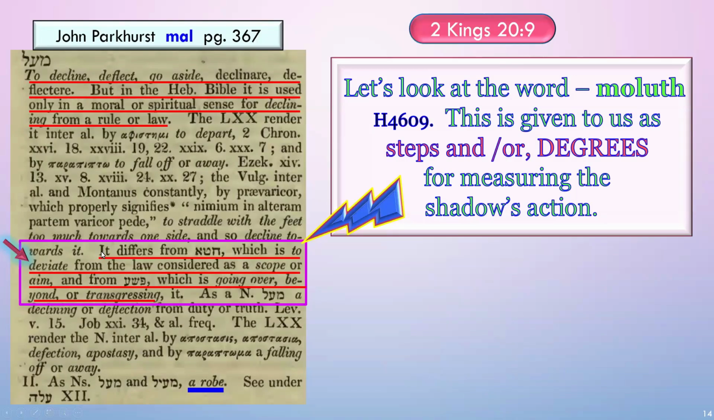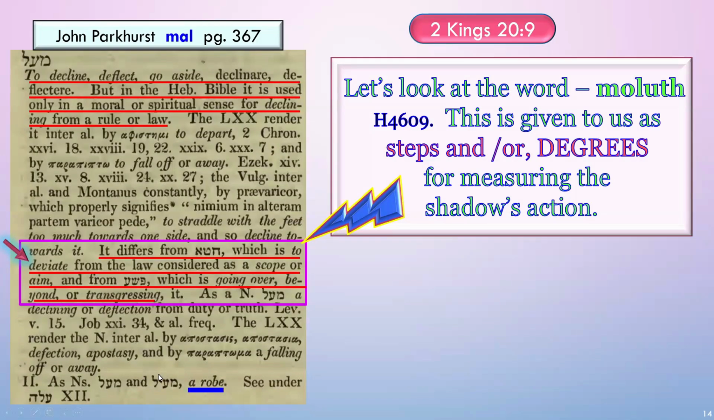Continuing down to this box down here, it differs from chata, which is to deviate from the law, considered as a scope or aim. And from pasha, which is going over, beyond, or transgressing it. So it's different from these two words. It's different from the word that would openly declare it was transgressing. It's important, something we need to look at.